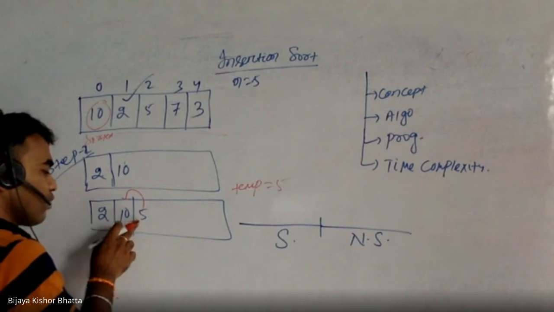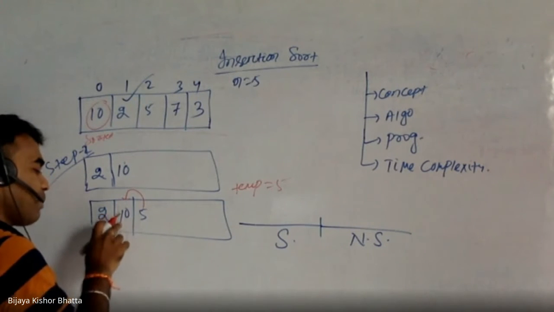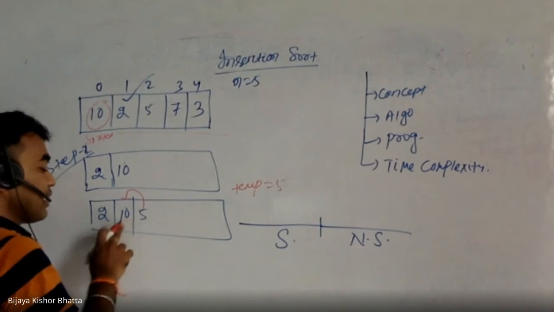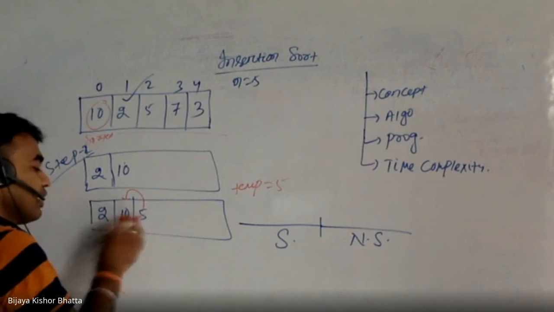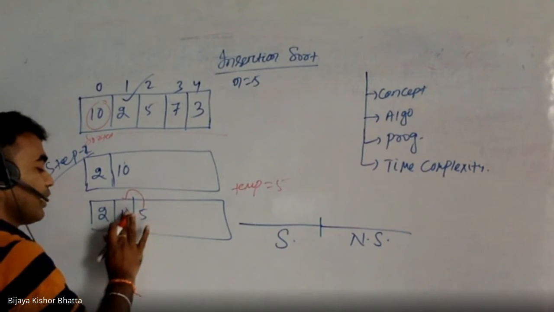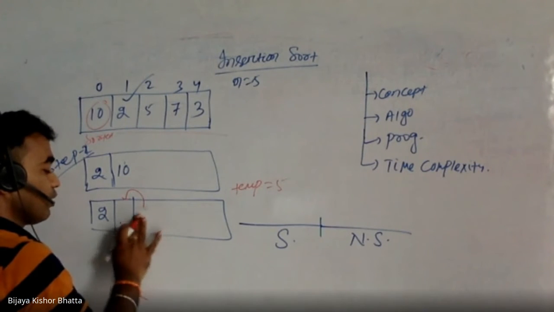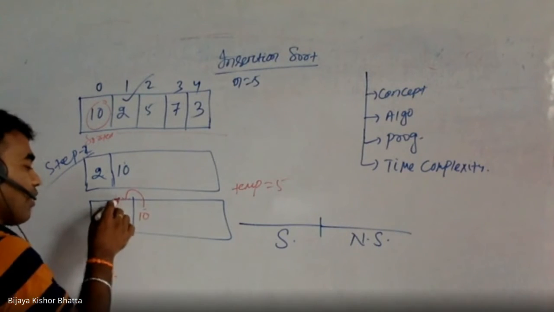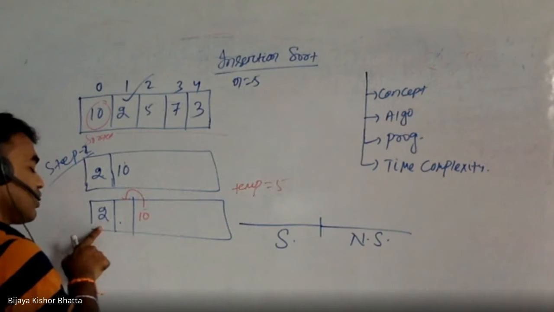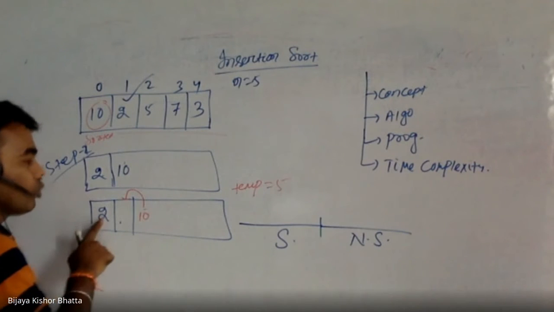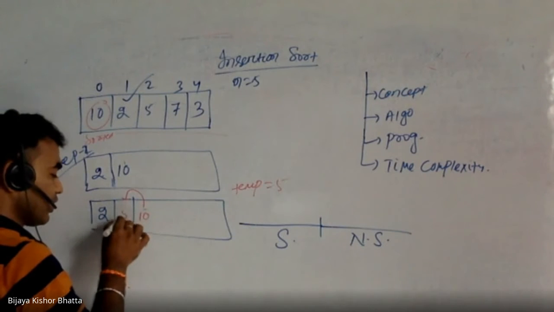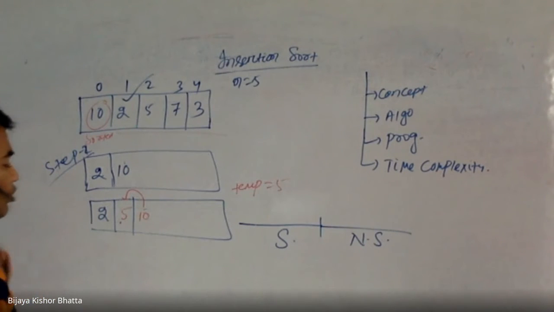Now what are you doing? Is 5 less than 10 or greater than 10? 5 is less than 10. That means they should be swapped. This is like a shifting operation. 10 will come here. Now you will compare 5 with this 2. 2 is less than 5, so this should not be done. Then temp will be placed here. That is how it will go.